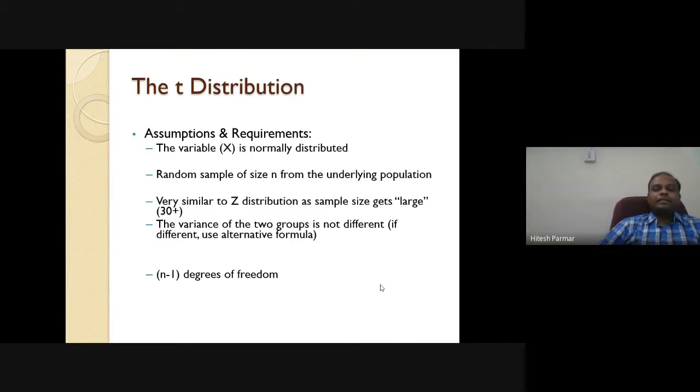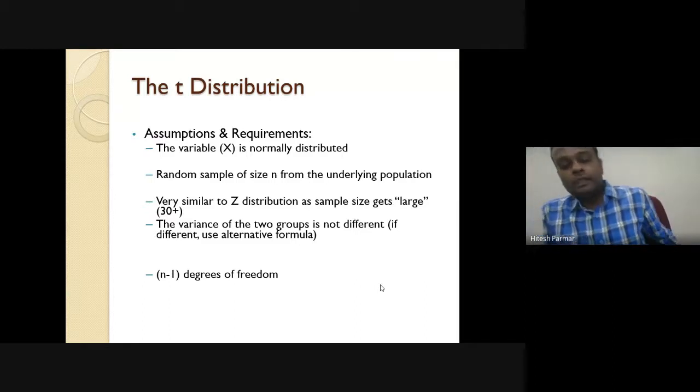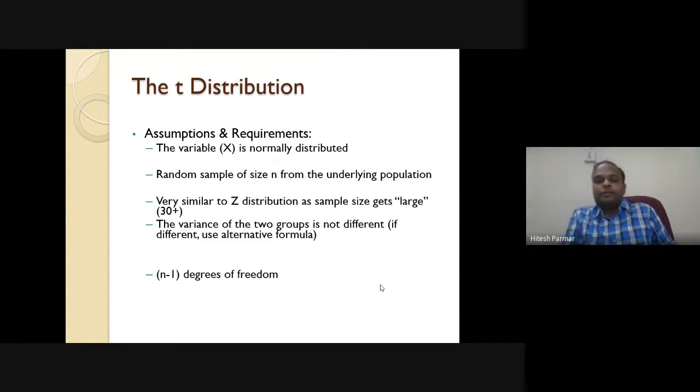Then again you are fixing the players one by one. But once you fix 10 players, you will not have any choice available, because whatever the last position available, that position you have to use. So that is why it is known as n minus 1. In this case, it is 11 players, so 11 minus 1, you have 10 degrees of freedom. 10 players you can fix anywhere, but for the last one you do not have any degree of freedom. So that is the reason the degree of freedom is always n minus 1.